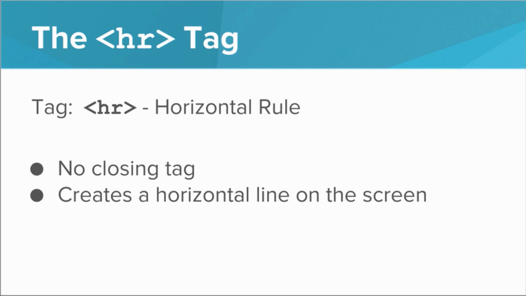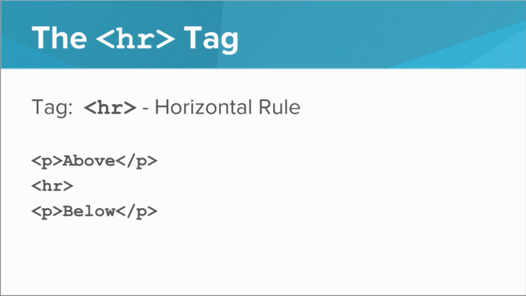Next we have the HR tag. And this one's interesting. So HR stands for horizontal rule. Now the HR tag doesn't actually have a closing tag. We don't have a /HR tag. All we use is HR, and it creates a horizontal line on the screen. For example, say I had a paragraph above, then an HR tag, no closing tag, and then a below paragraph. The resulting web page would look like this. We have a nice horizontal bar across the entire web page.